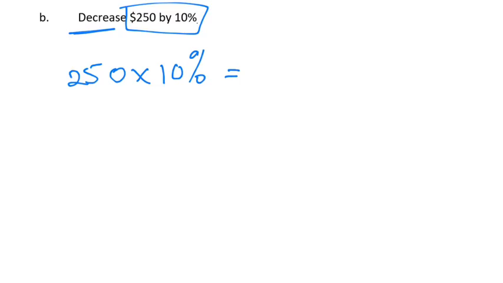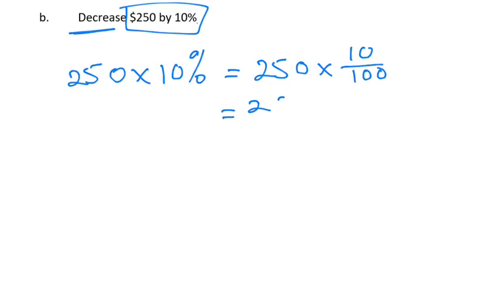Part B, decrease $250 by 10%. So I first of all need to find what is 10% of 250, and then I'm going to do the decrease. So I'm going to take 250 times 10%, and I'm going to do that times 10 over 100.